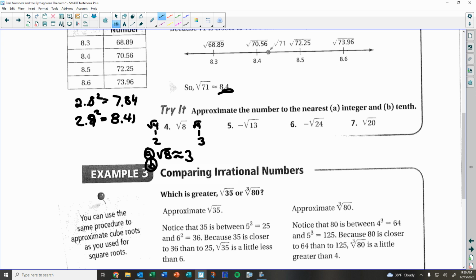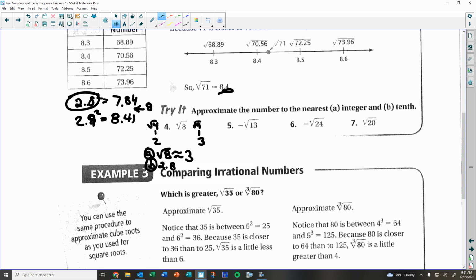So where does 8 fall between these? Is it closer to 2.8 or 2.9? Is 8 closer to this number or this number? It's only 0.16 away from this, right? It's 0.41 away from that. So it's closer to 2.8. So if we did the nearest tenth, it would be this guy.